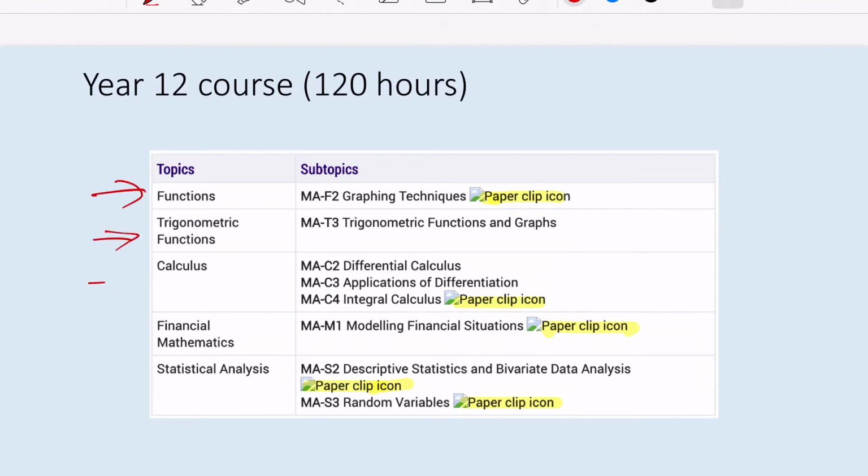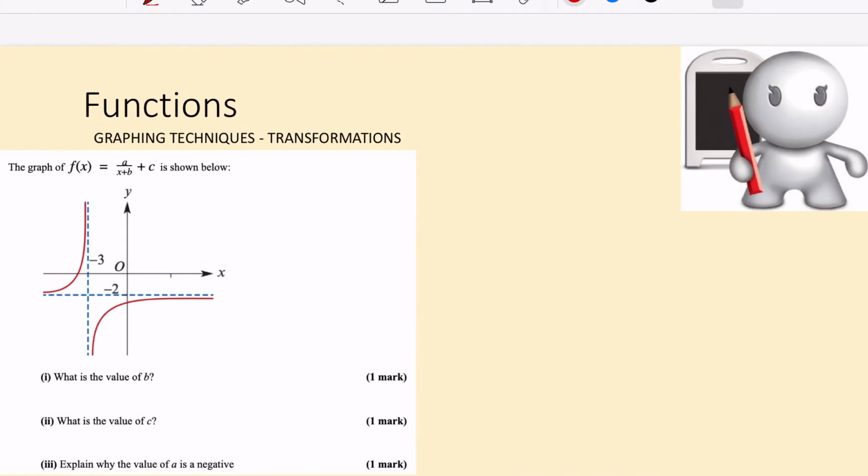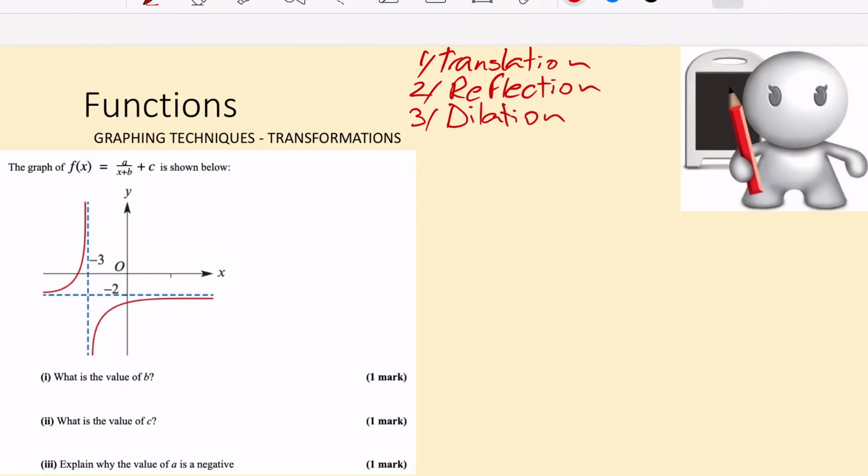Okay, so 5 topics to go through. Each one will be themed a different colour in this slide, as we will see shortly. Let's start. Okay, so over to our first question, and what we have is a transformation question. Now, I'm just reminding you that there are 3 types of transformation. The first one is a translation. The second one is also called a reflection. And then the last one is called a dilation. Now, all of these 3 transformations can happen both in the x and also in the y axis.